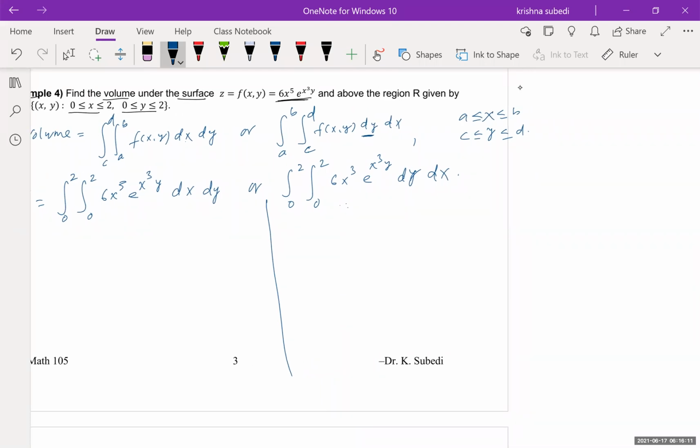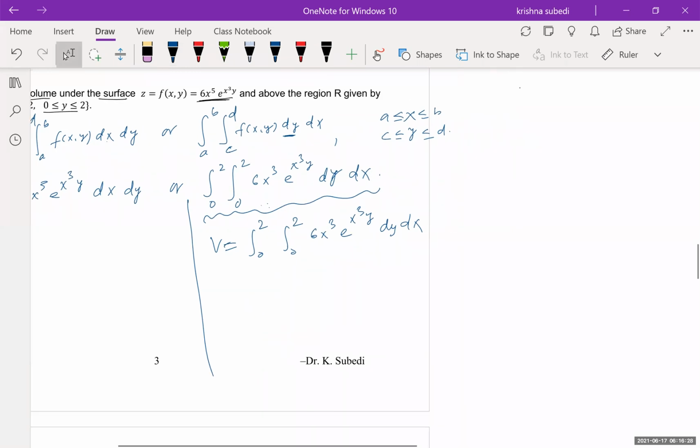Okay, let's work this way. Let us consider that we want to consider this one here. So v equals the integral from 0 to 2, 0 to 2, of 6x cubed e raised to the power x cubed y dy dx. Now first we need to find the inside integral, which is 0 to 2, 6x cubed e to the x cubed y dy.